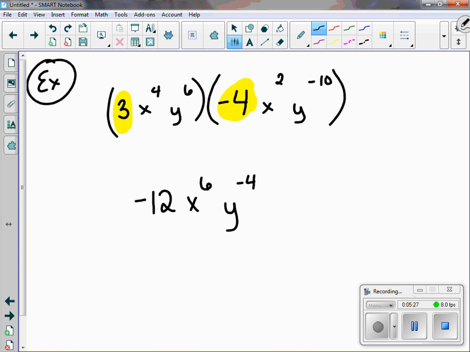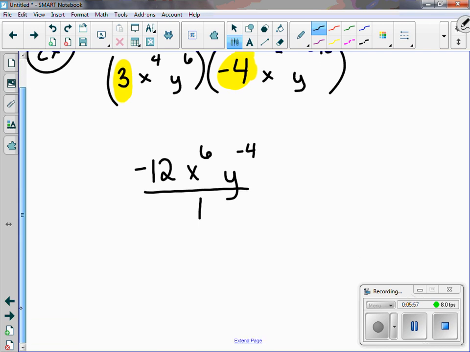But now I've got to look and see if there are any negative exponents and whether or not I need to do something with them. If you look at the y, it has a negative 4. I know I can't have a negative exponent, so I'm going to have to flip it. Right now, again, like I said earlier, this is technically all over 1. So that negative 12 x to the 6 y to the negative 4 is realistically in your numerator. The negative 12 and the x to the 6 will stay in the numerator. The y to the negative 4 will actually go to the denominator. So my final answer is negative 12 x to the 6 divided by y to the 4th.